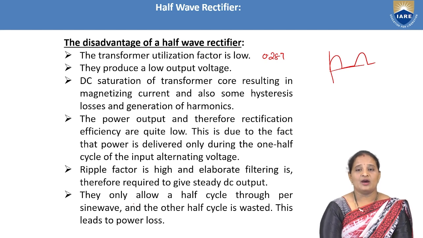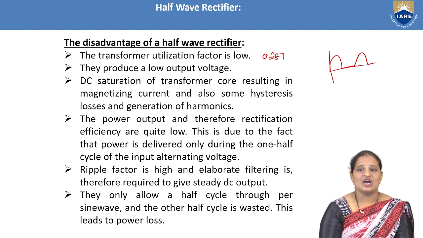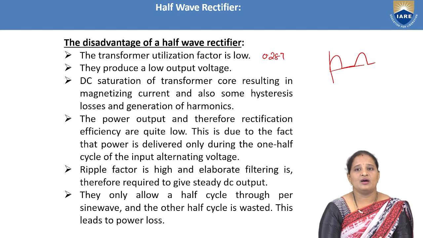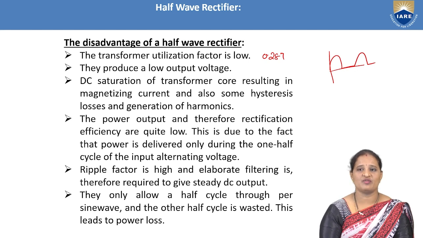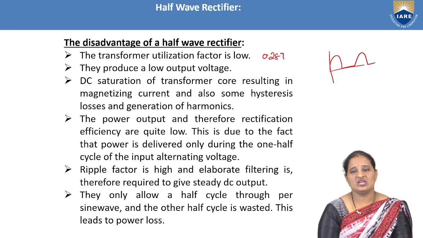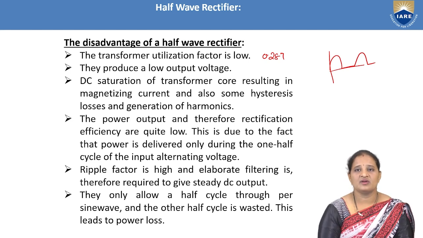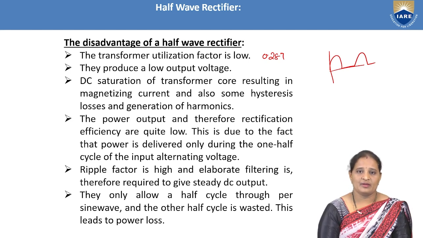And one more drawback is that it only allows one half cycle through per sine wave, and the other half cycle is wasted. That means we are just removing it. Even if it is passed, it is getting wasted. So it leads to a power loss. So these are all the drawbacks of half wave rectifier.